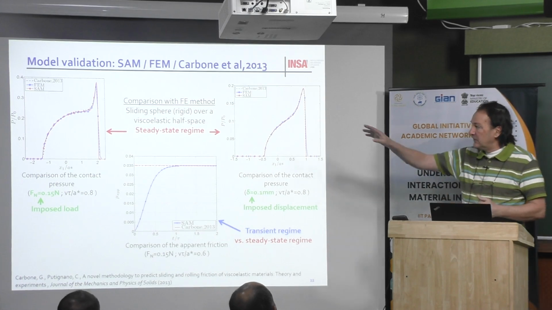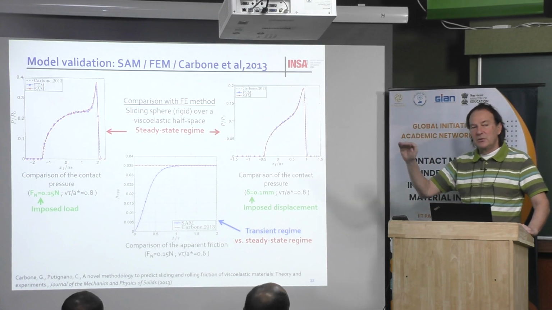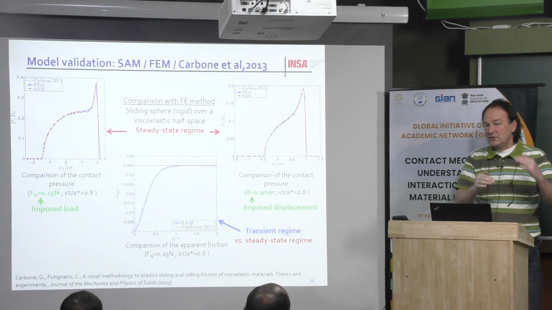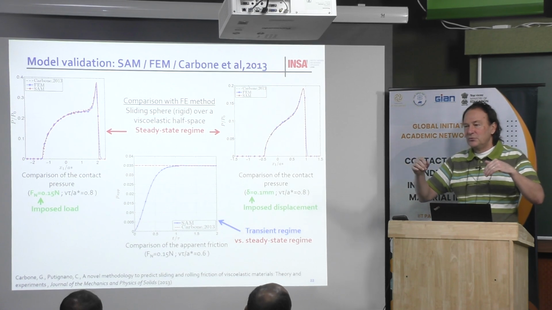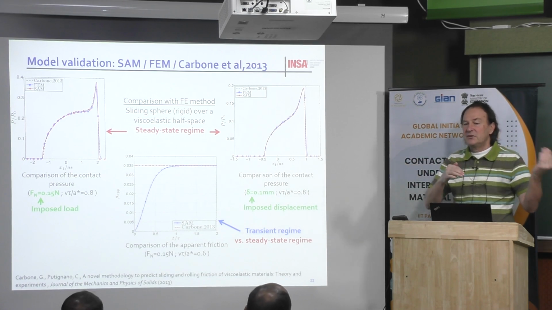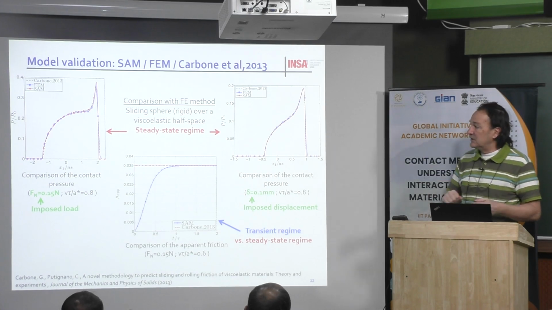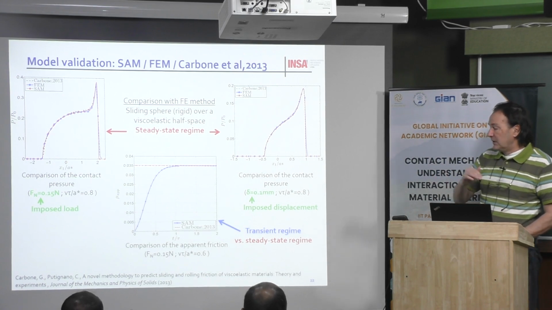Okay. And in fact, Carbone, because it's simpler, when you have a steady state regime, you don't have to deal with the history of the movement because it is always the same. Then you reach something which is stable, then you don't have to integrate the effect of the history. This is why most researchers, teams in the world are working in the steady state regime. However, with our technique, we are able to integrate from the beginning.